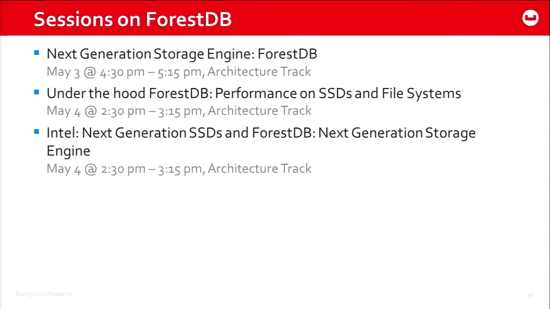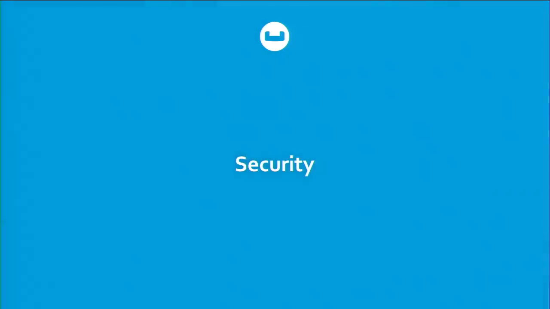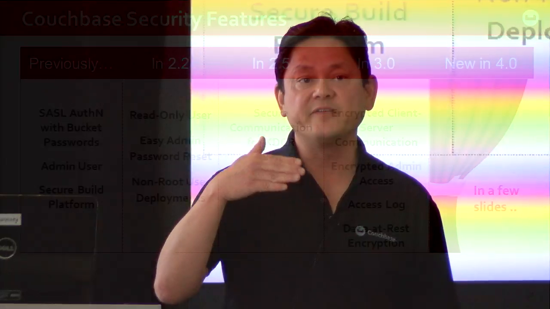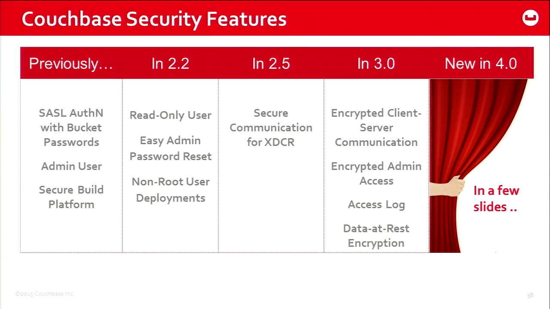So I covered N1QL, I talked about indexing, I covered multidimensional scaling, and we talked about our next generation storage engine. Let me conclude by highlighting a couple of features in security in 4.0. As Ravi mentioned in the keynote, we have been adding security features in every release of Couchbase Server. So we added things like password protection management, admin roles, secure communication, encryption for data in motion and data at rest. And in 4.0, we added 2 key features in security.